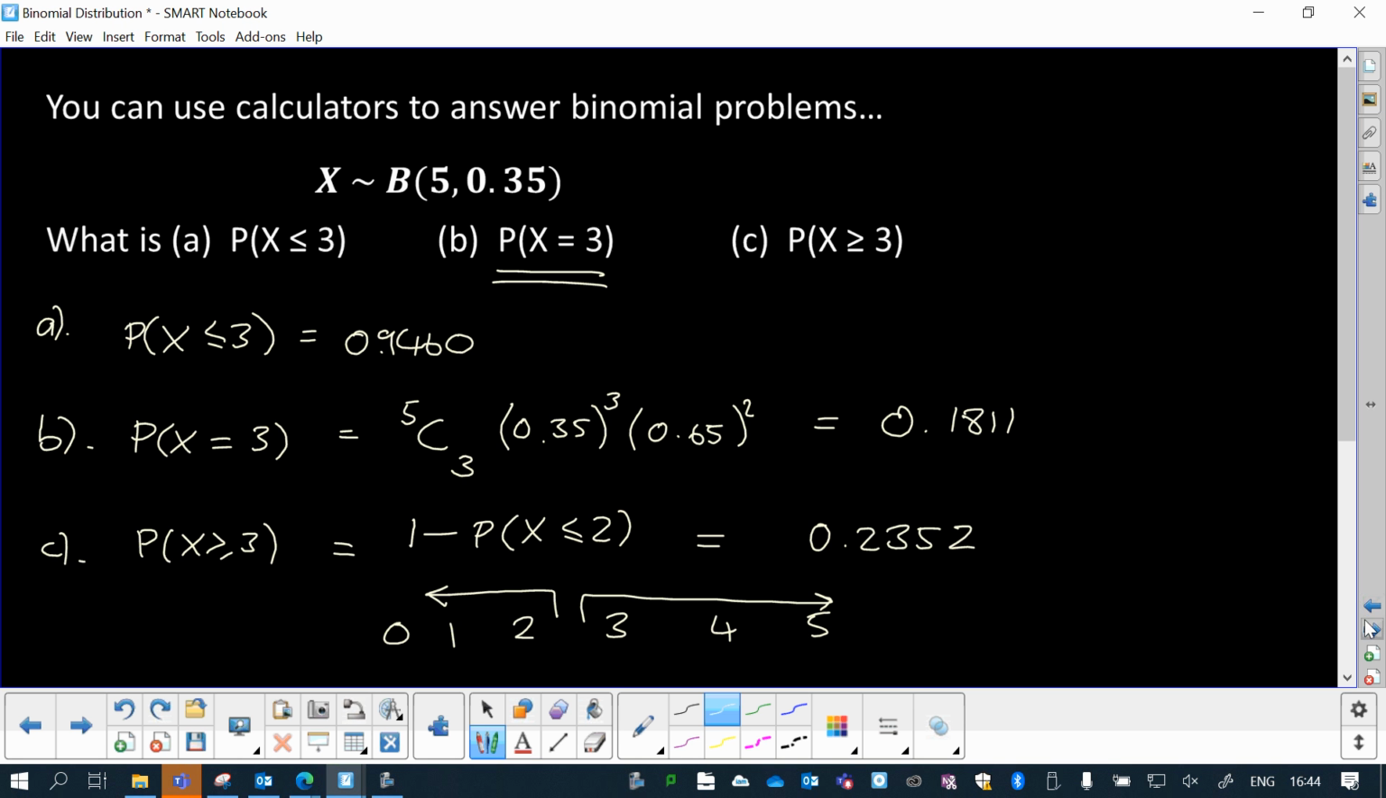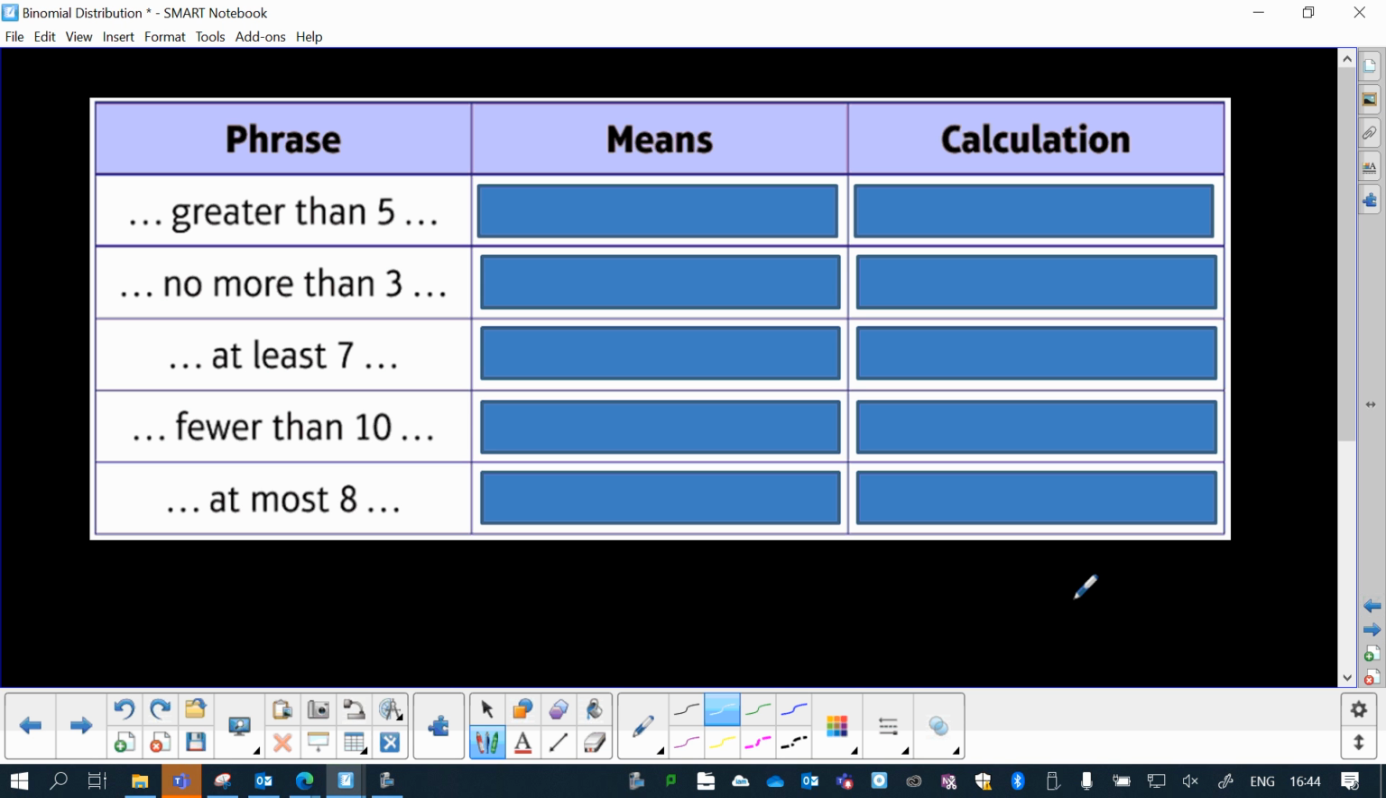Now, there's nothing else to it, other than the language that they'll use in the question. If you look at the left-hand column of that table, you can sort of picture the questions. What's the probability of this being greater than 5 or at least 7? That's how they try and trick you, isn't it? You've got to interpret that language and know what it is that you've got to do. So the probability of greater than 5 means the probability that x is greater than 5.